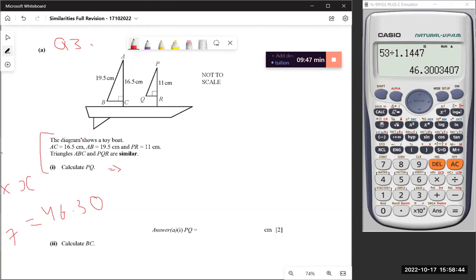Let's start. Zahra, read the question. The diagram shows a toy board. AC is equal to 16.5 centimeters, AB is equal to 19.5 centimeters, and PR is equal to 11 centimeters. Triangles ABC and PQR are similar. Now tell me, which corresponding sides do you already know? 16.5 and 11. For this one I have to know the side, but there's nothing there. Let's call it X. They're asking us to find PQ, so we wrote PQ as X.